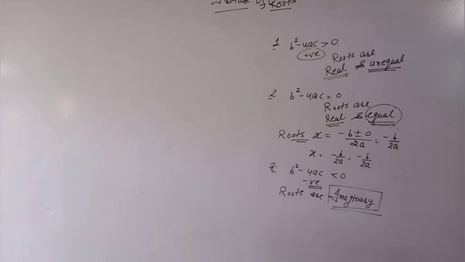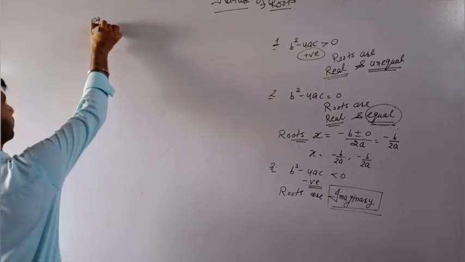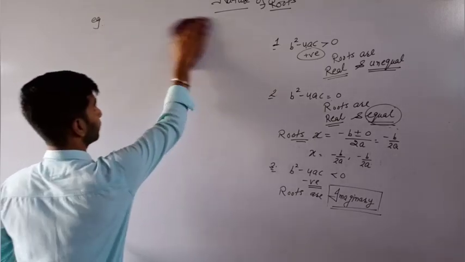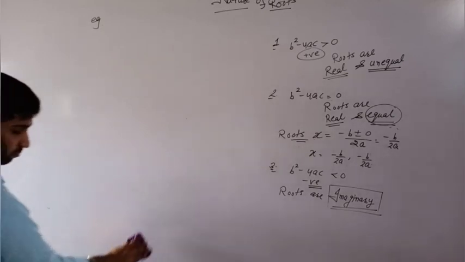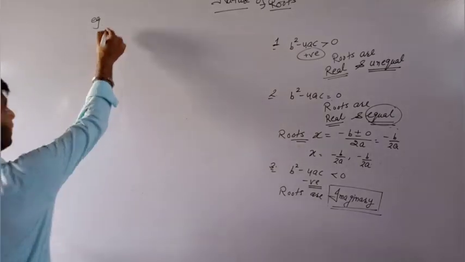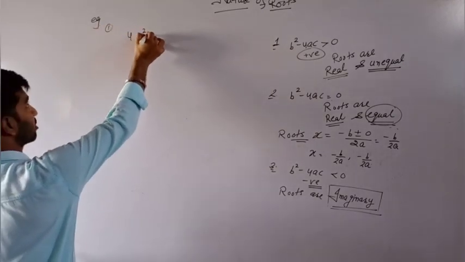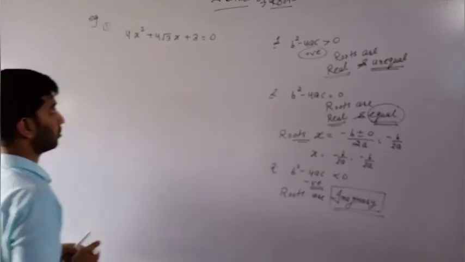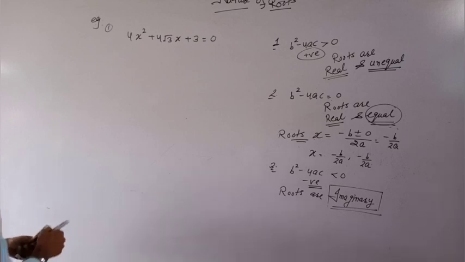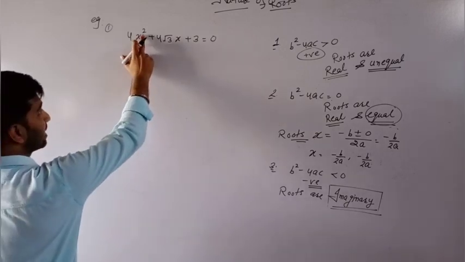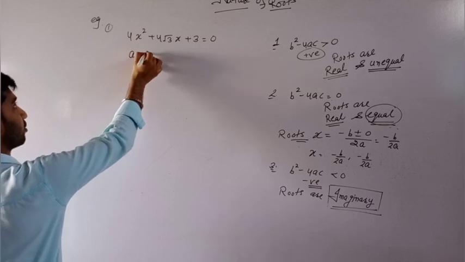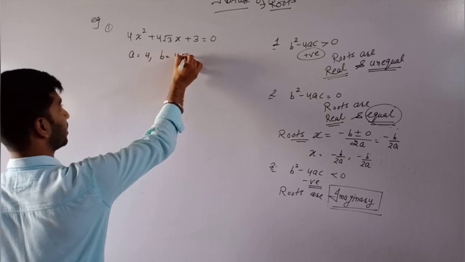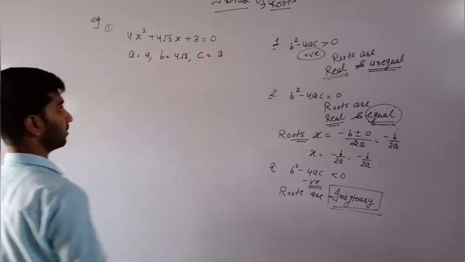Let's start. Our first example is 4x square plus 4 root 3 x plus 3 is equal to 0. Now let's start. Here we can see that it is a quadratic equation in which a, the coefficient of x square, is 4, b, the coefficient of x, is 4 root 3, and c, the constant term, is 3.